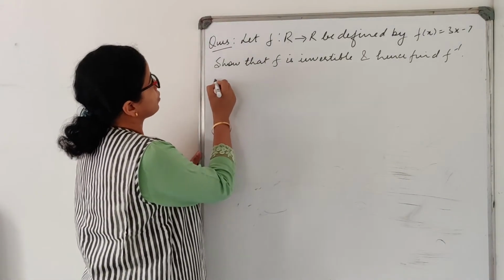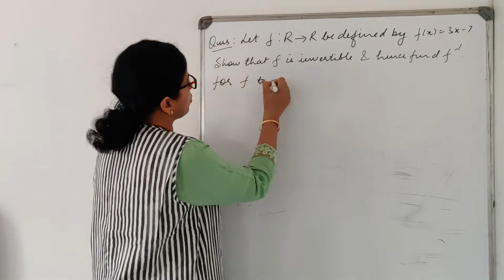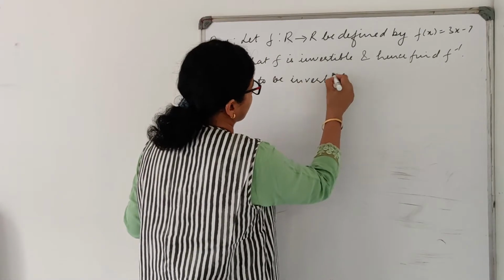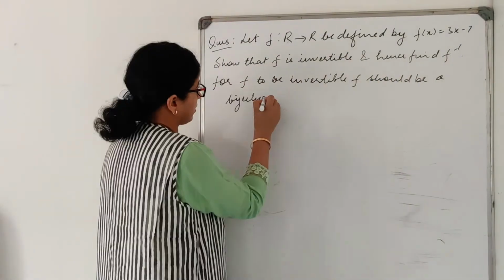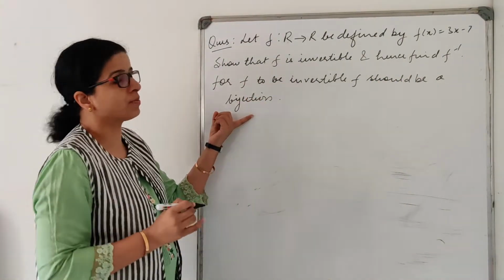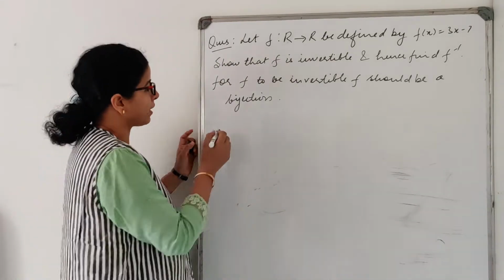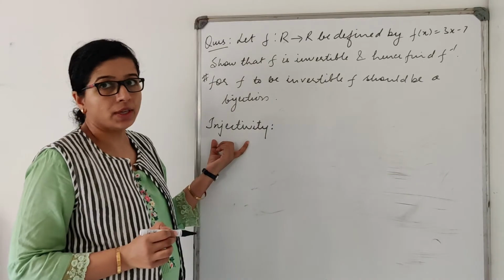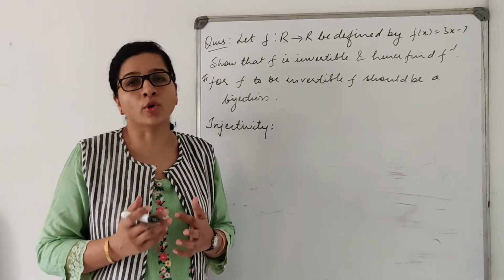So what we have to show? For f to be invertible, f should be a bijection. So basically, what is the meaning of bijection? Bijection means it should be one-one and onto. One-one means we have to check the injectivity. So let us check injectivity. For injectivity, we have to take two arbitrary points in the domain.